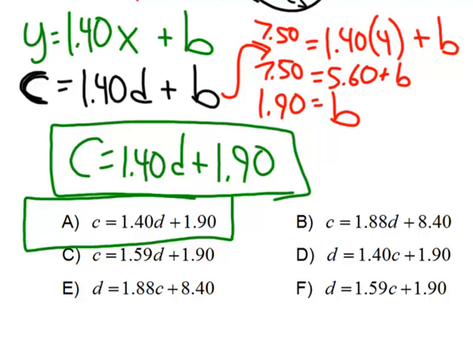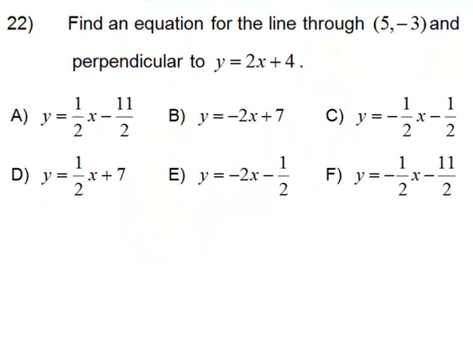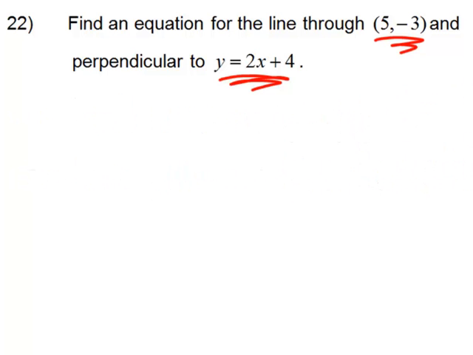All right, next question. Okay, find an equation for a line that goes through this given point and is perpendicular to this given line. As usual, let's get the answer choices out of the way. Let's just tackle this honestly with the information given. And real quickly, I want to remind you how the slopes of perpendicular lines compare.